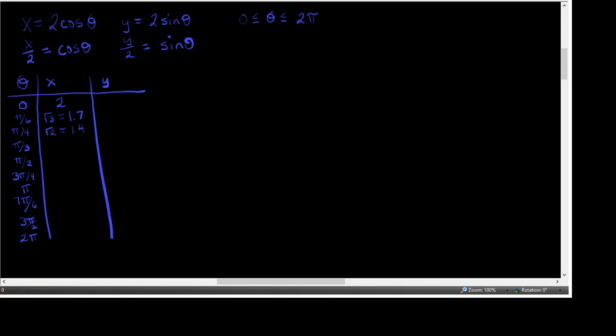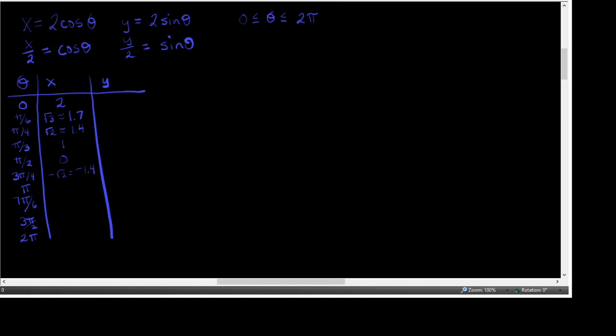Cosine of pi over 3 is 1/2. 2 times 1/2 is 1. Cosine of pi over 2 is 0. 2 times 0 is 0. Cosine of 3 pi over 4 is negative square root of 2 over 2 times 2 is negative square root of 2. So that's going to be approximately negative 1.4.